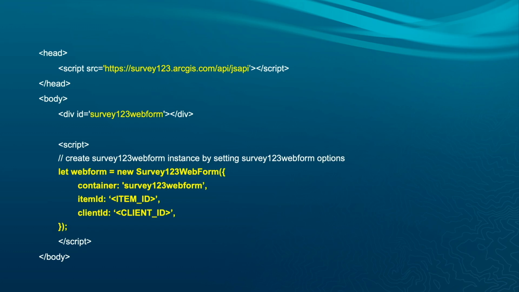And then in your JavaScript, you need to initiate or create a Survey123 web form instance and then give some settings, like what container we want to show the survey. For example, I just put the Survey123 web form because I just defined the HTML DOM before. And then you need to define the item ID, which is what survey you want to embed into your application. And third, you need to insert the client ID, which is like an API key to control if your application can embed the survey or not.